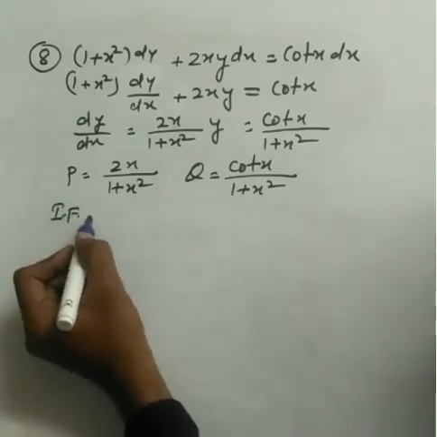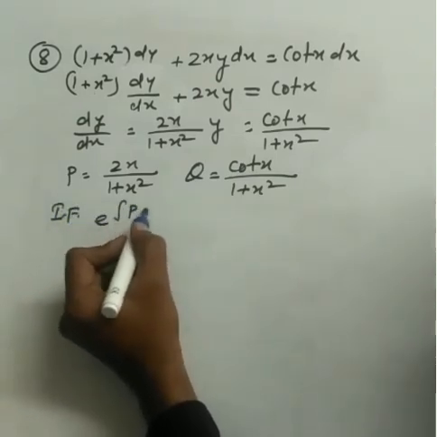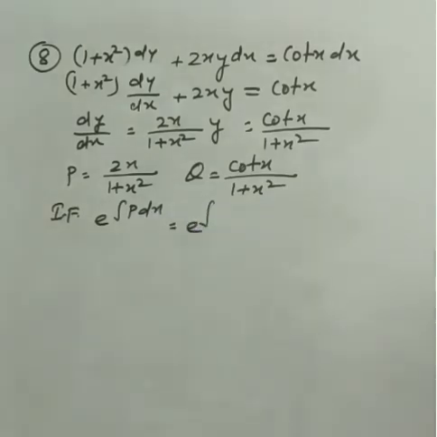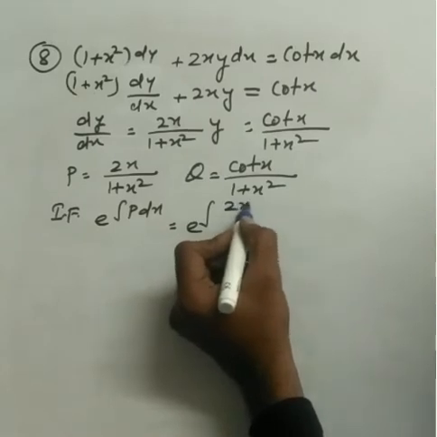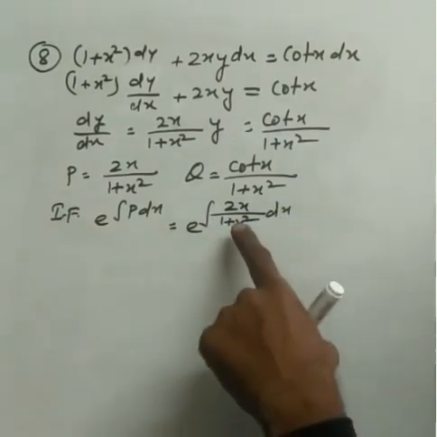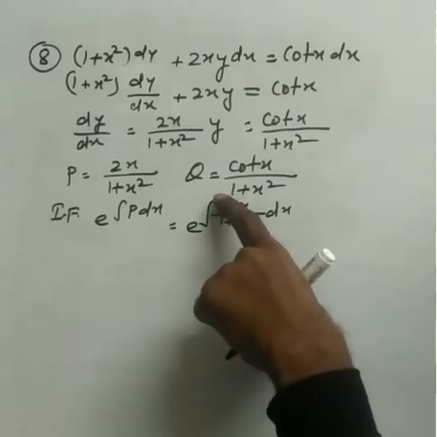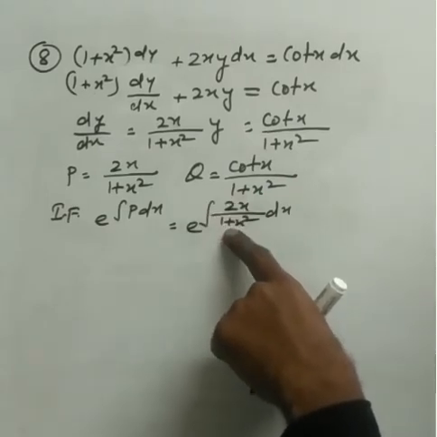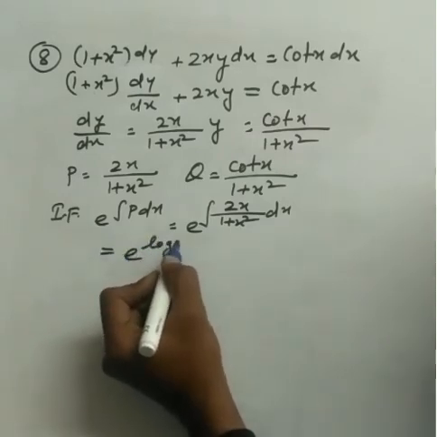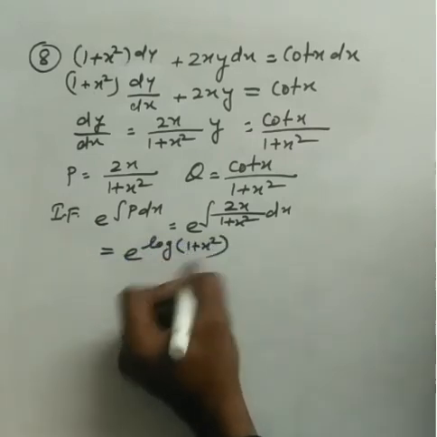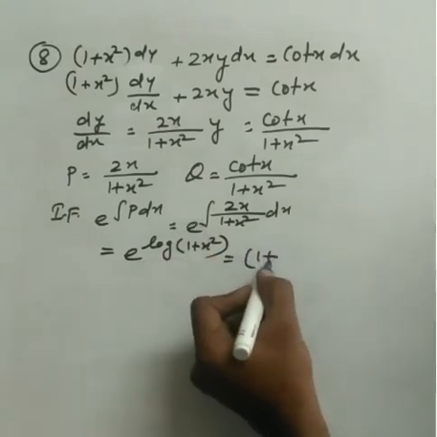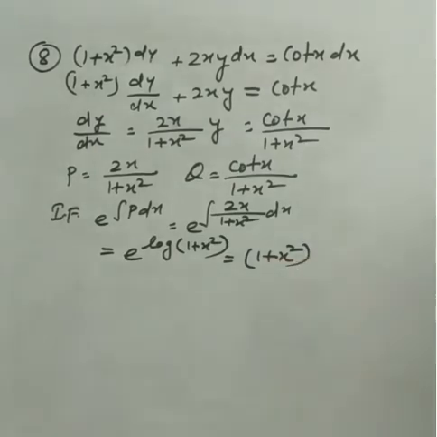IF is e power integration of p dx. E power integration of p, p is 2x upon 1 plus x square, dx. If we take 1 plus x square as t, it becomes dt. So dt upon t is log t. So it is e power log of 1 plus x square. By property of logarithm, it will be equal to 1 plus x square.